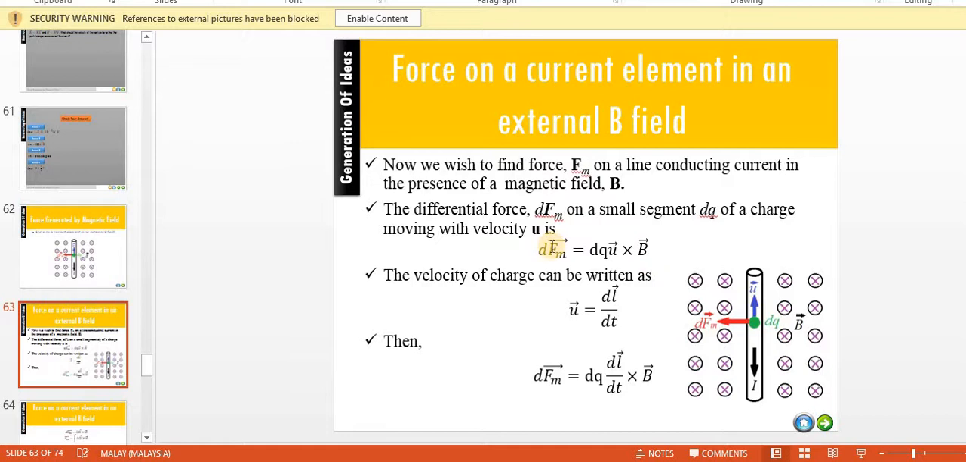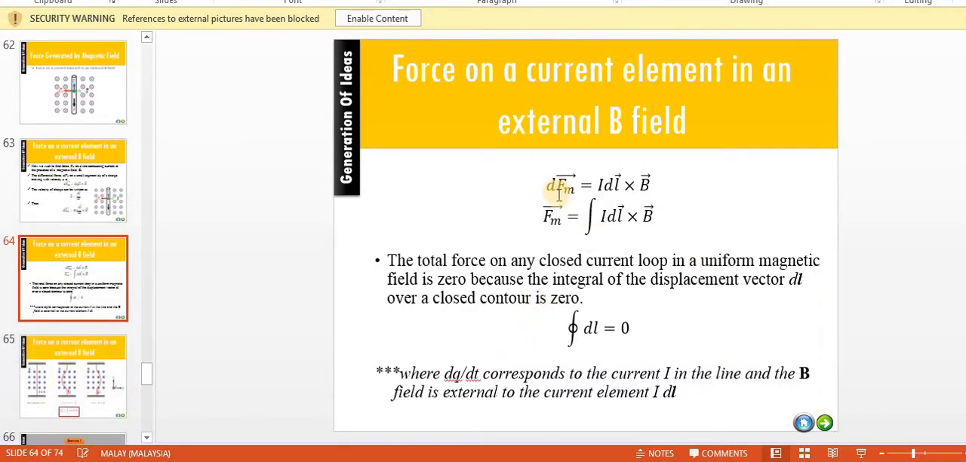So we have learned that when there is a charge moving in an environment that has a magnetic field, the equation used to calculate the force experienced by the charge is F equals Q multiply u cross product with B. So when the current flows in a line, there are electrons actually moving inside the line. The differential force on a very small section of the line is represented by this, and the velocity can be rewritten as this. So the whole equation here can be rewritten as these equations.